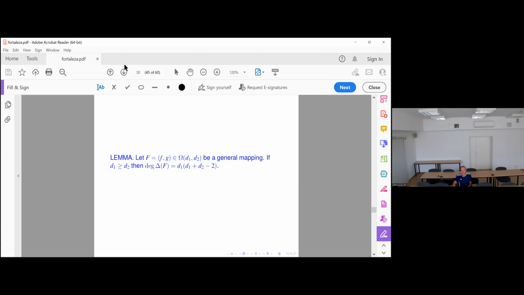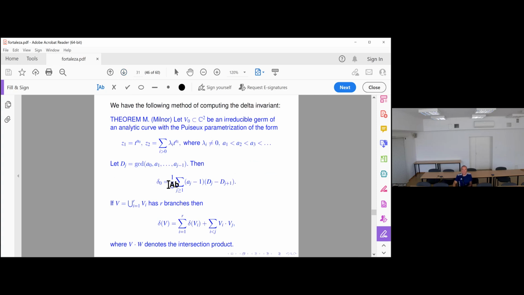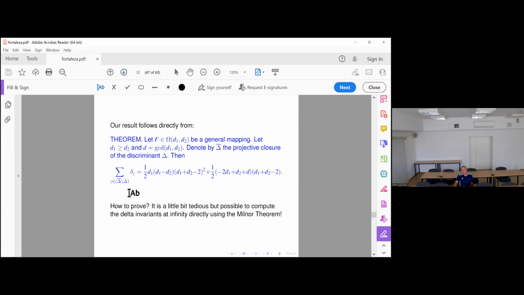It is not very difficult. It can be done, and we also have this Milnor method of how to compute the delta invariant of a non-singular point on a curve. Then we can put this together, and we have this theorem which follows from the Serre theorem, and if we are in a position to compute this, then in fact these points at infinity, we are in a position to compute the number of folds.